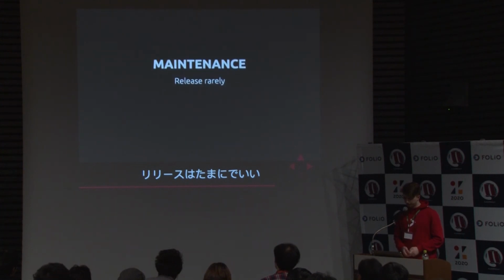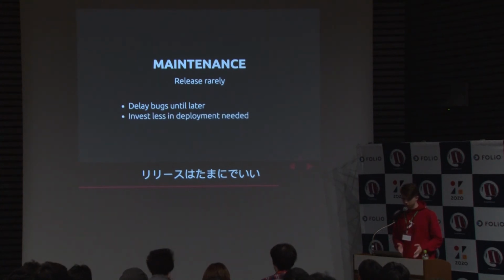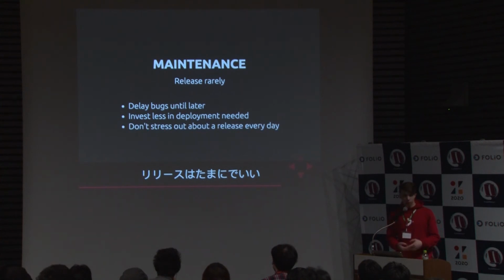About the releases, you should release rarely, like once a month or once every 2 months. This way you'll avoid bugs for now and delay them to later. You'll also need to invest not as much money into your deployment, because you'll be able to do the deployments manually. So no more CI infrastructure for you. And more money for development, right? And you won't have to stress out about a release every day or every hour, which will definitely help you get better sleep until you have to actually release.